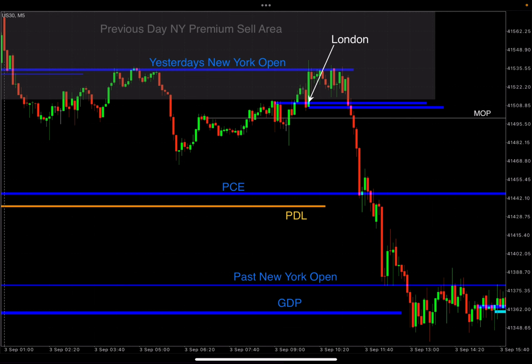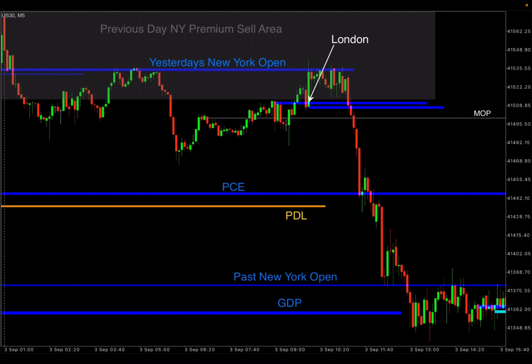Right, US holiday done. Now we move on to the next day. So let's go to the next day, 3rd of September, Tuesday. So this is a key thing to do when looking at the chart.